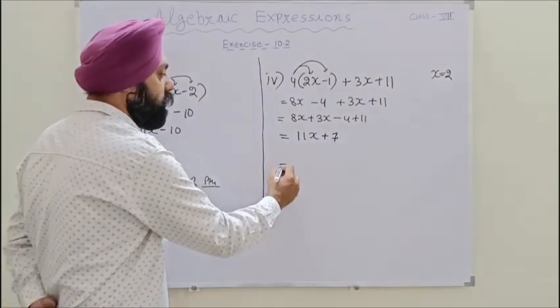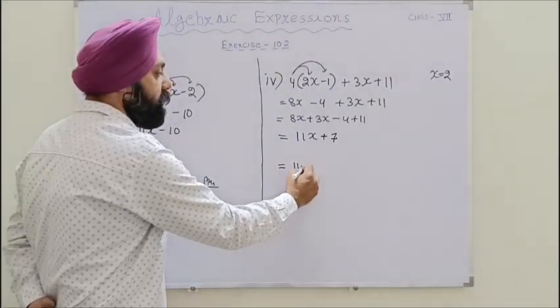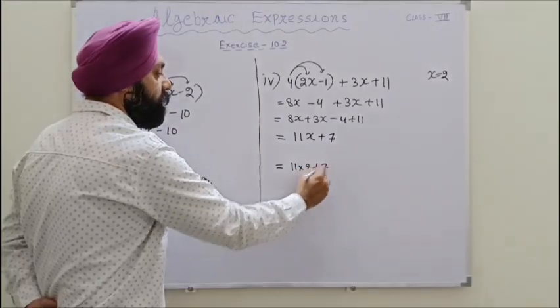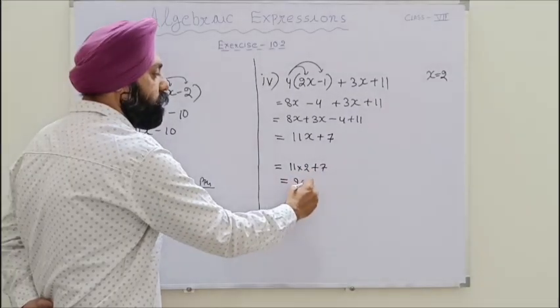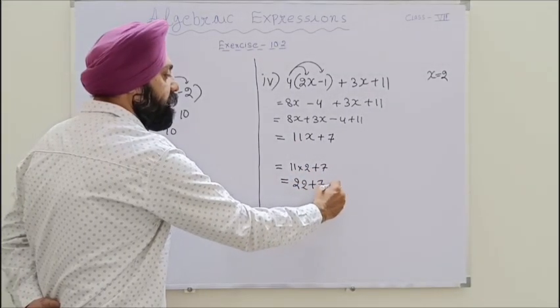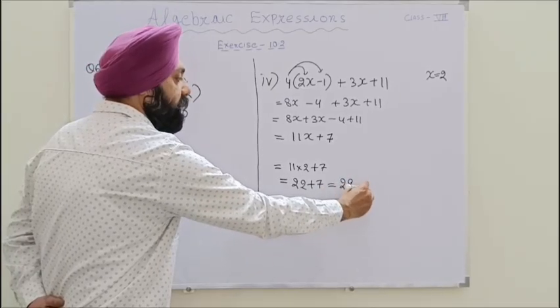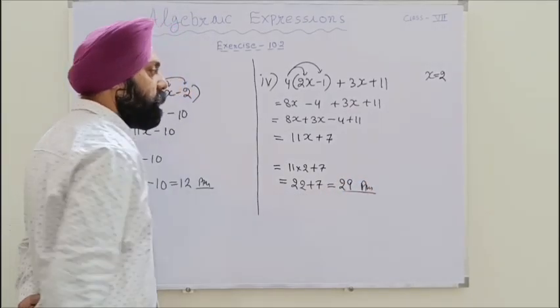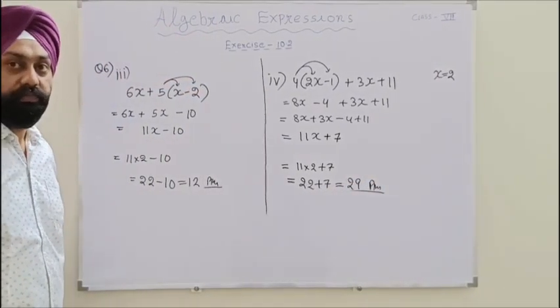Now we will put the value of x as 2. So 11 into 2 plus 7. 11 into 2 will give 22. 22 plus 7 will give 29 as the answer. I hope you have understood the concept.